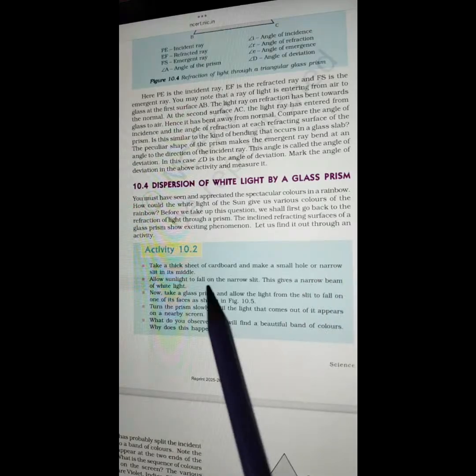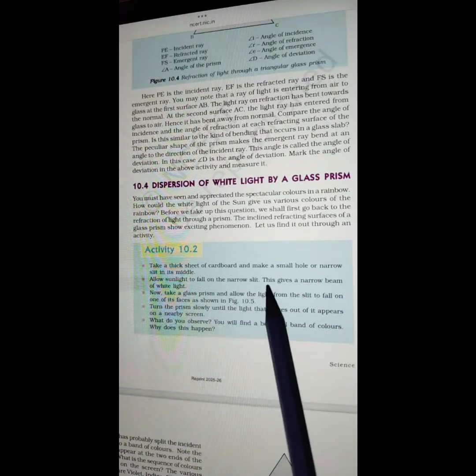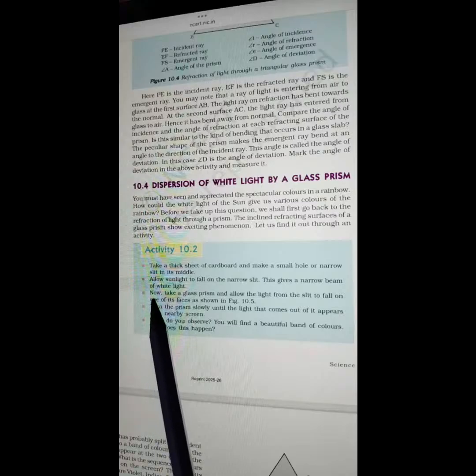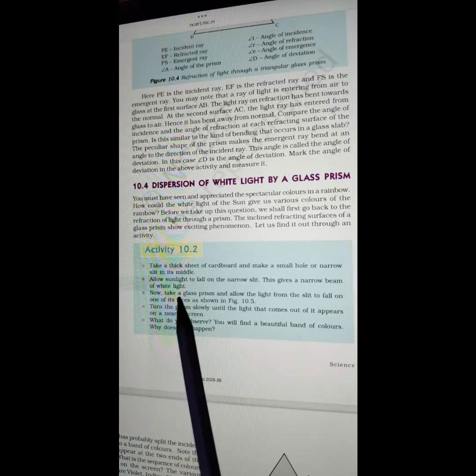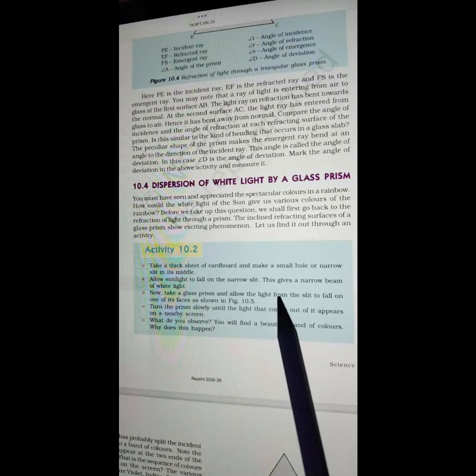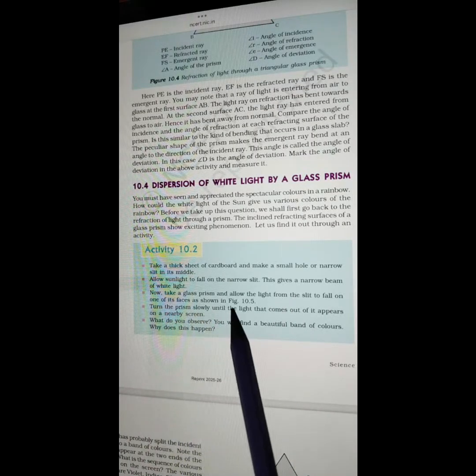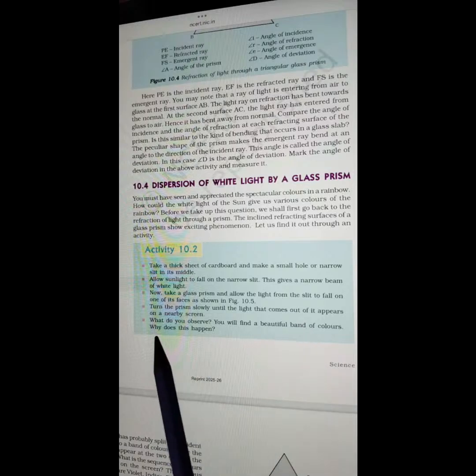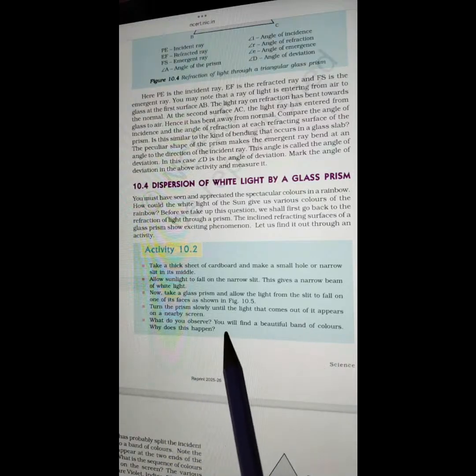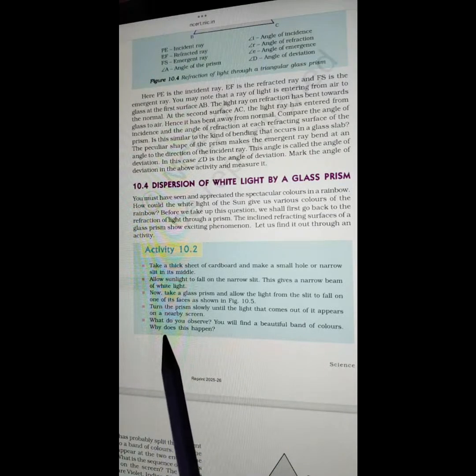Activity 10.2. Take a thick sheet of cardboard and make a small hole or narrow slit in its middle. Allow sunlight to fall on the narrow slit. This gives a narrow beam of white light. Now take a glass prism and allow the light from the slit to fall on one of the faces as shown in figure 10.5. Turn the prism slowly until the light that comes out of it appears on a nearby screen. What do you observe? You will find a beautiful band of colors.